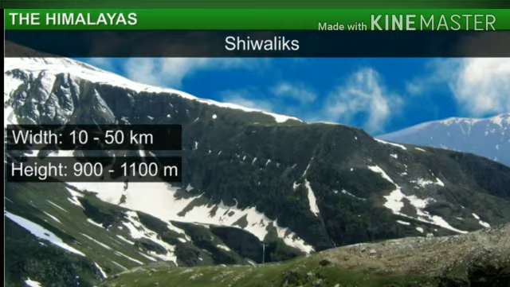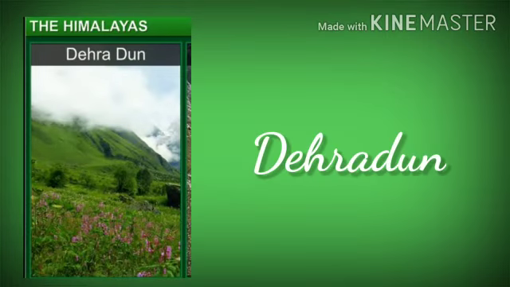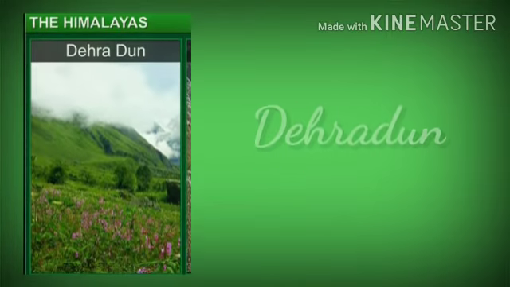This range is built from loose sediments. The sediments consist of broken stone and soil. Therefore, the valleys of the Siwalik region are covered with thick gravel and alluvials. You may have heard of Dehradun. The famous hill station Mussoorie is located in the Dehradun Valley in the state of Uttarakhand.